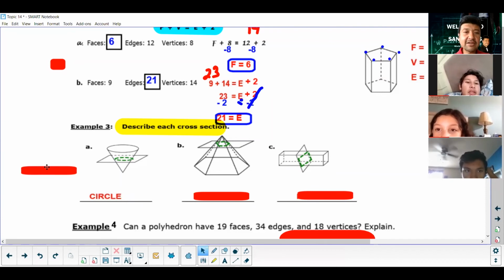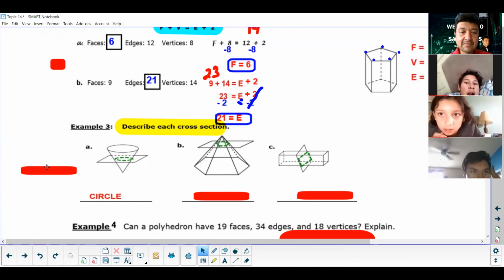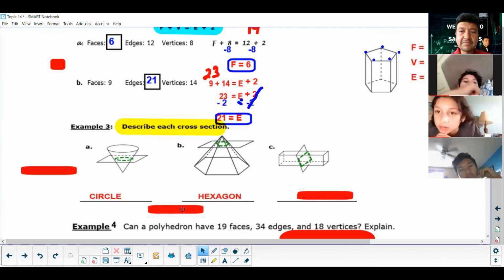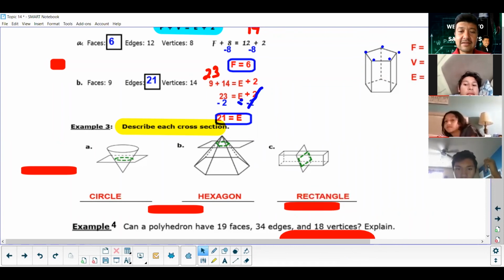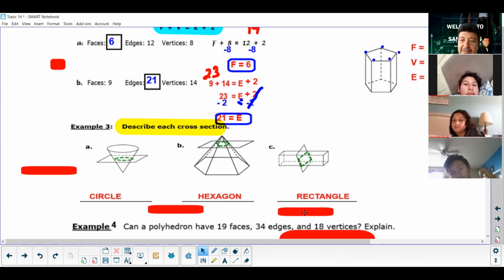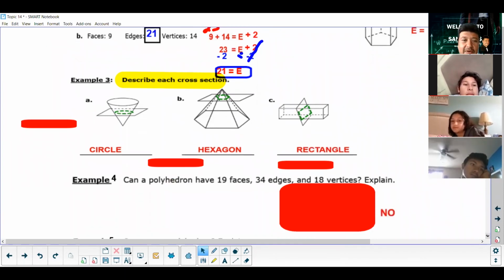All right, Celeste, go ahead and describe B. B, it will be a hexagon. You're right. Hexagon, because there's 6 sides. So that's the cross section. Okay, Marcus, what would C look like? Well, is that just a square? Rectangle. Yeah, rectangle. Good. All right, so now let's move on to example 4.